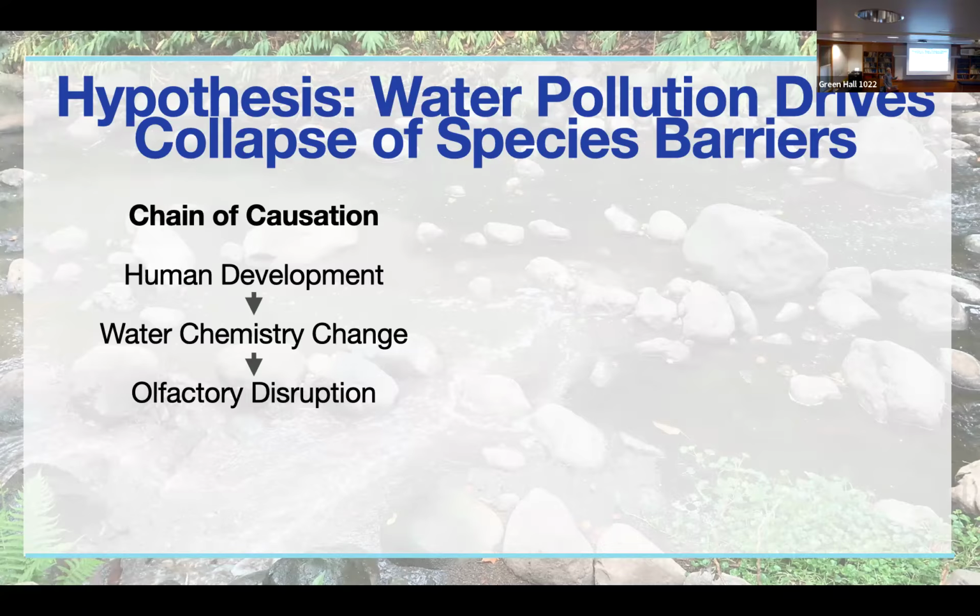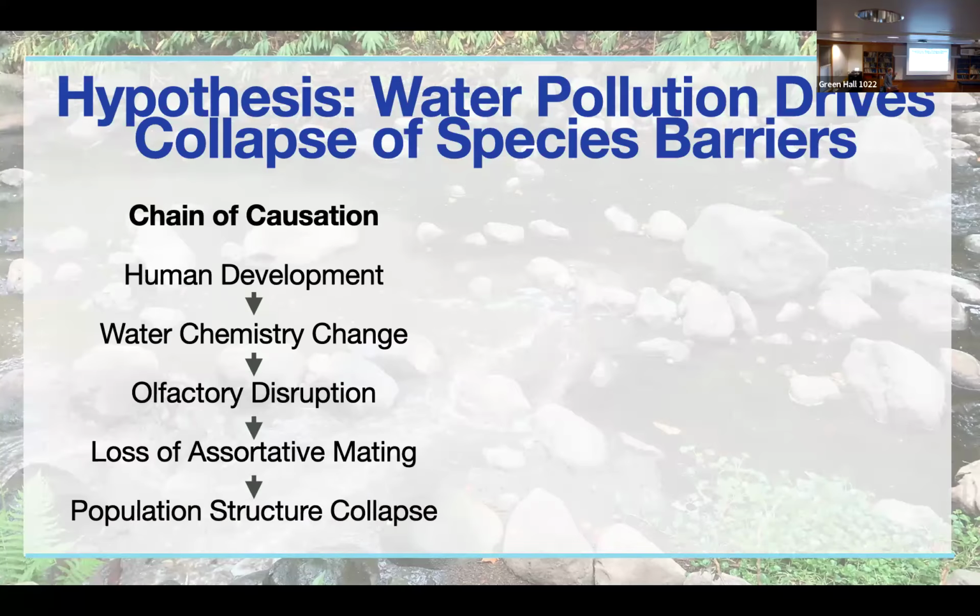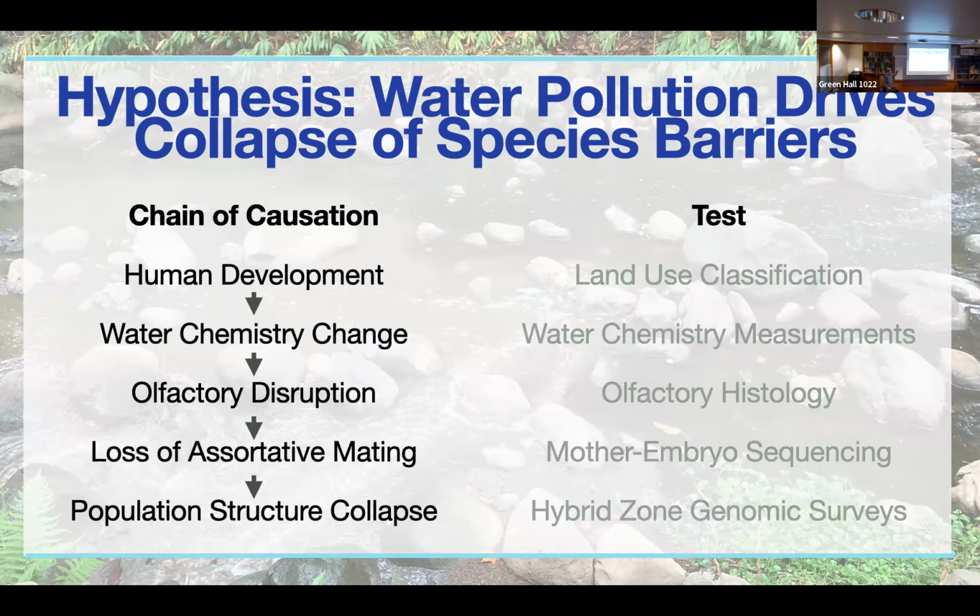We disrupt the olfaction, the females lose preference, and we see a loss of assortative mating by ancestry that then leads to the collapse of population structure. So this is the causal chain we're hoping to infer. And then I did a bunch of different analyses and assays that I'm going to step through here to try and at least get some idea of each of these steps, if not prove them.